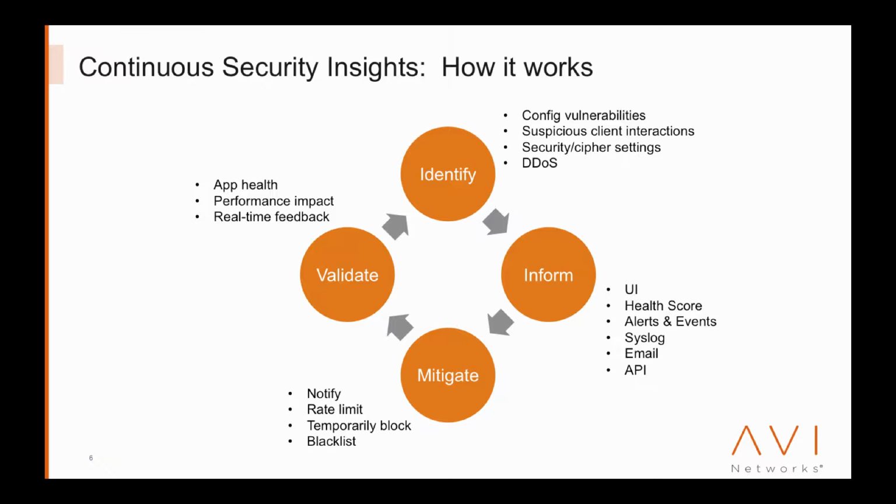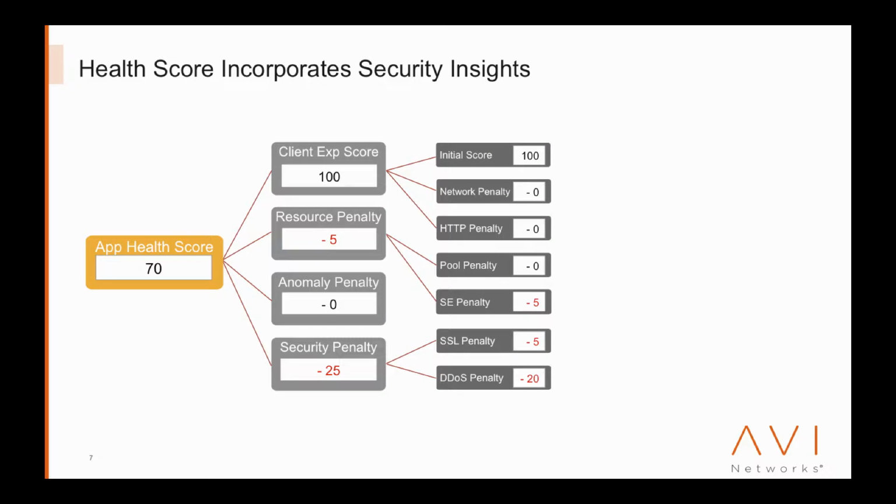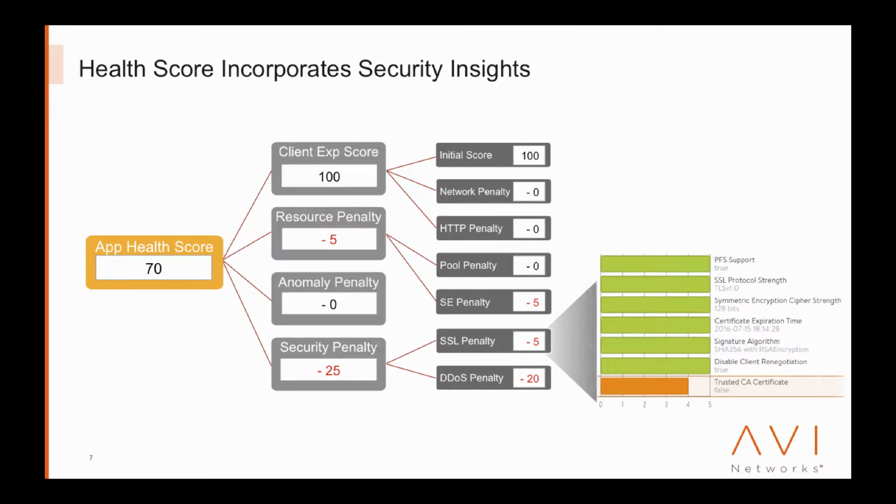So one example that we've done here is that Avi has now incorporated into our health score system. We've added the security penalty into this. So the application health score you'll see as I run through the demo of our system will provide you both the health of the application as well as the risk to the application. So the client's experience, are they getting any kind of resource penalties? Are they getting any anomalies? We're also adding into this, is there any risk from security? And this could be SSL, this could be DOS based.